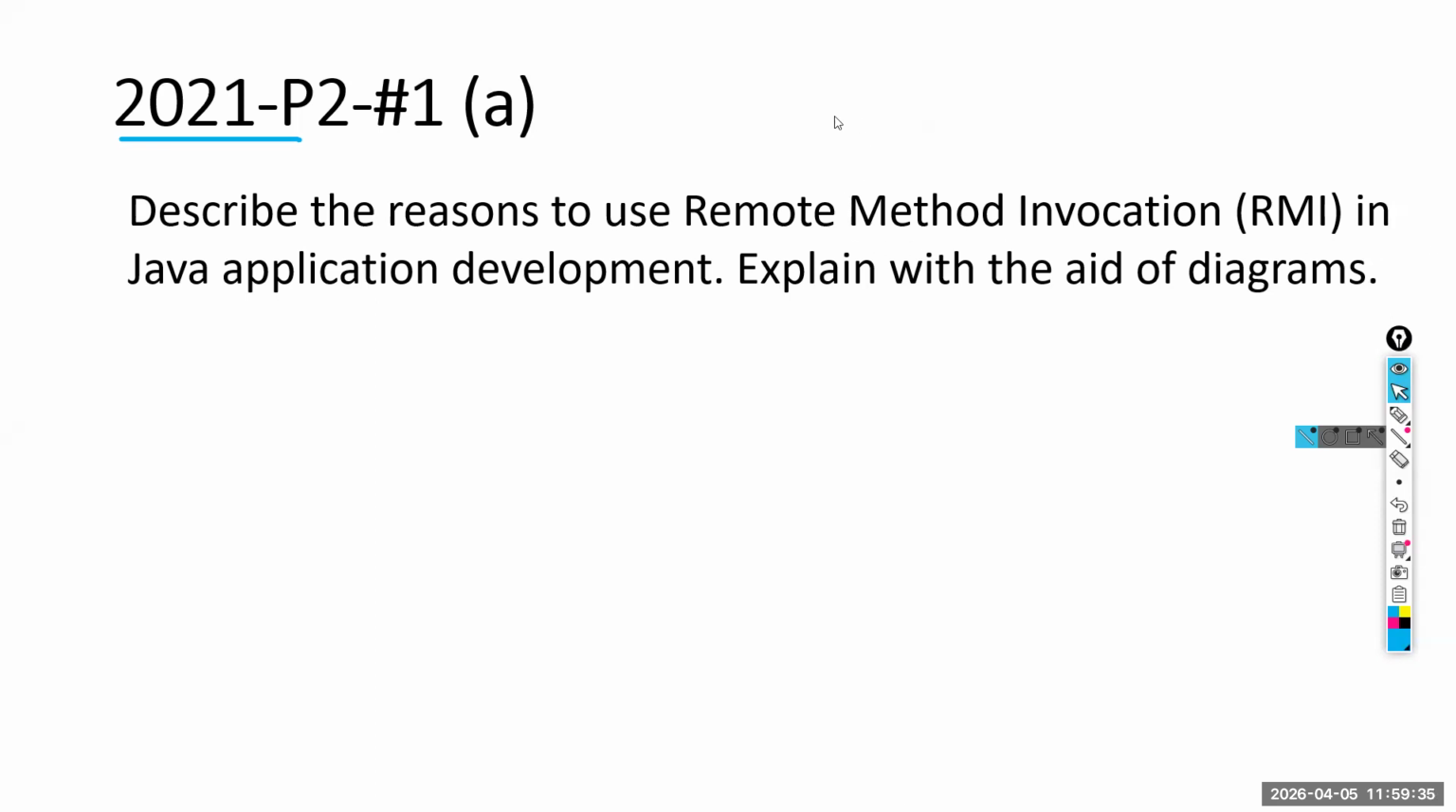Right. So what is your answer? Describe the reason to use remote method invocation in Java application development. So the reason is when your method is in a remote machine or a different machine in the network, you can't just call it locally. So then you need to use remote method invocation. Explain with the aid of a diagram. Again, you can use a client stub, server skeleton, server, RMI registry, and that kind of a diagram. But clearly show that those are two different machines, but connected through the network.